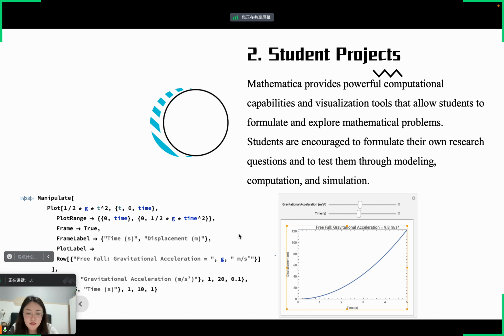Here is how to use Mathematica to calculate and demonstrate the displacement of an object in free fall over time. These projects, instead of being simple calculations, are tools for them to explore the world.